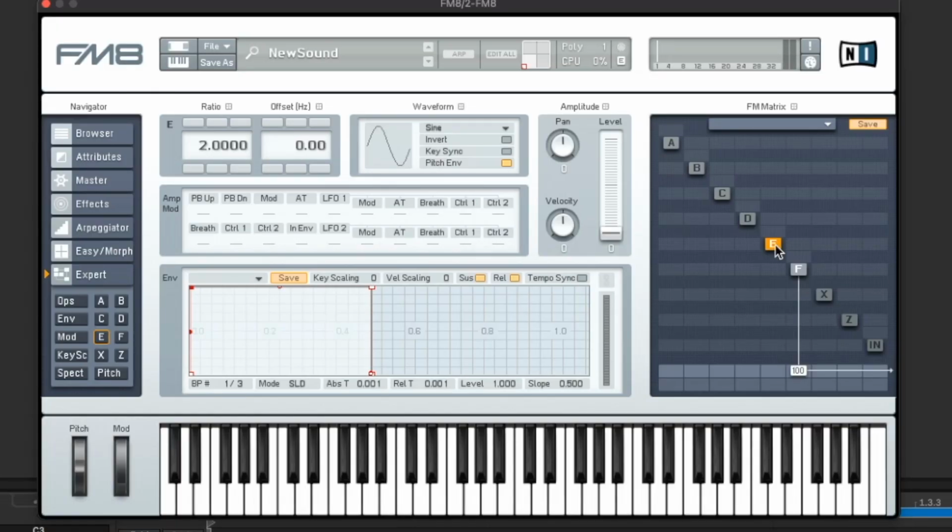Next, we activate operator E, which is not yet routed to the master. Routing it to the master would allow us to mix the two operators, but that would result in additive synthesis, not FM. Instead, we remove the routing to the master and use the signal of operator E to modulate the frequency of operator F.